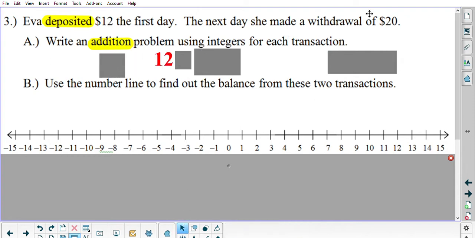And then a withdrawal, that's taking money out of the bank. All right, so a withdrawal is going to be taking it out of your bank account. That's going to make your bank account lower, and so that should be a -20. Since the direction said an addition problem, we have to put plus in between.